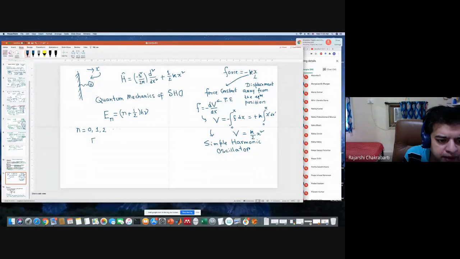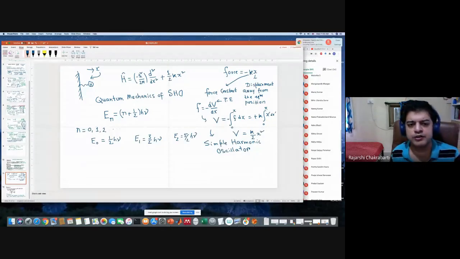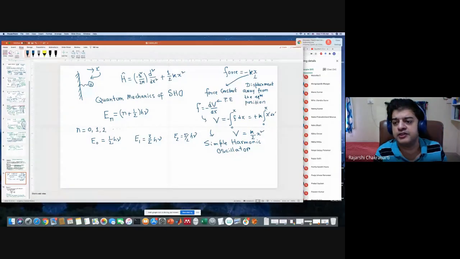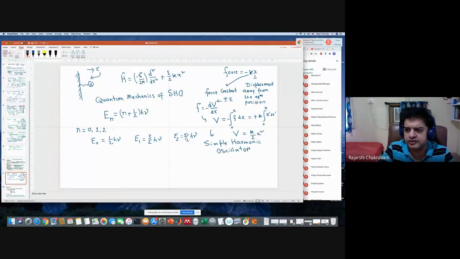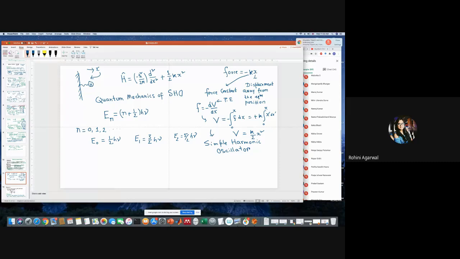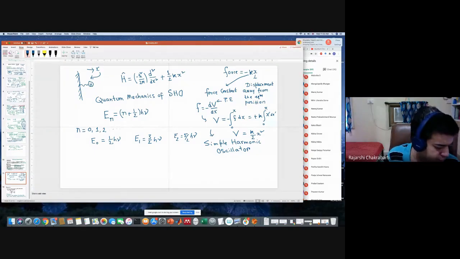So we have energies like E0 is half h nu, E1 is 3 by 2 h nu, E2 is 5 by 2 h nu. And then how many such values are possible? Any idea? Actually infinite, because there is no end. n goes from 0 to infinity, but it has to be integer. And these are called eigenvalues.